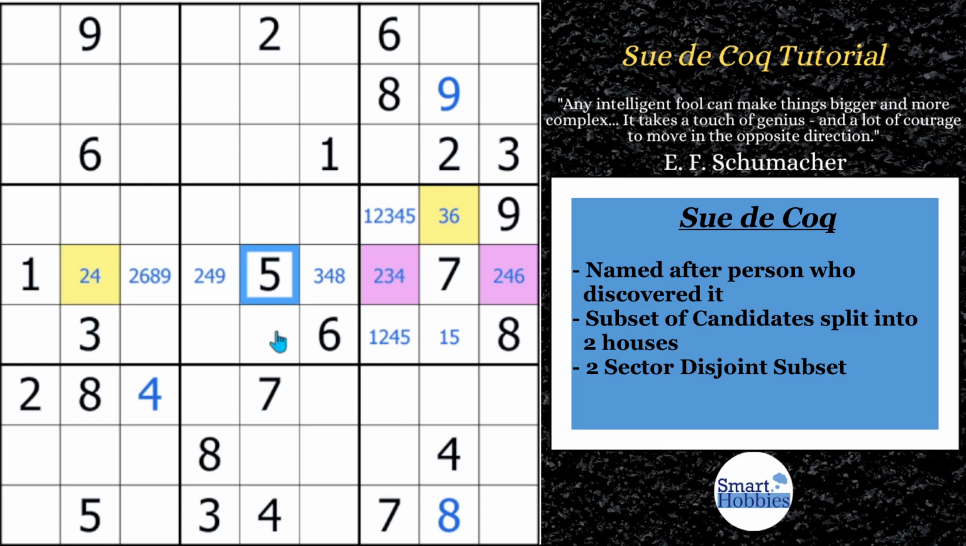But a Sudoku, it's named after the person who found this. It's a French person. And the definition is it's a subset in which the candidates are split into 2 houses, allowing you to make specific eliminations in each house. It's also a type of a 2-sector disjoint subset. And I know that's a lot of words, right? So I'll break it down for you.